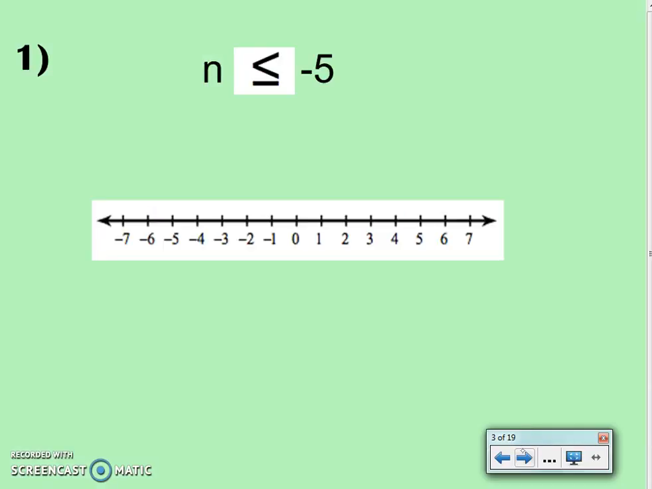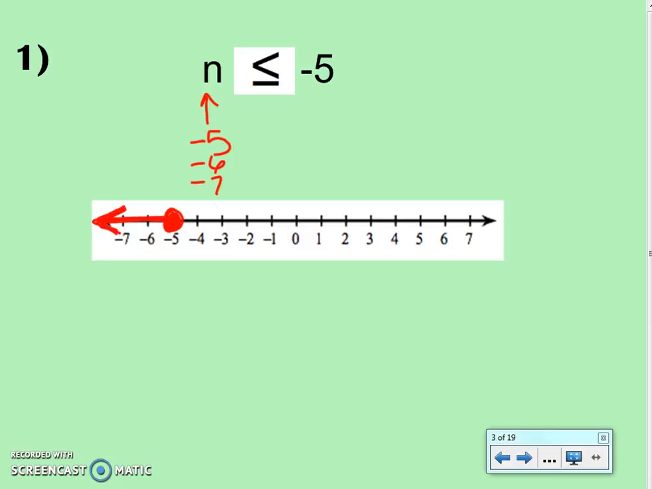This says n is less than or equal to -5. That means I can put any number in here for n as long as it's equal to -5, or it could be less than -5. So that could be a -6, a -7, and so on to infinity. So since it's a less than or equal to symbol, I'm going to use a closed circle. So on my number line, above -5, I'm going to draw a closed circle, and then I'm going to shade to the left because those numbers are getting smaller.